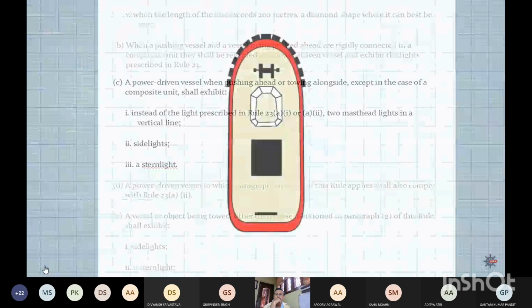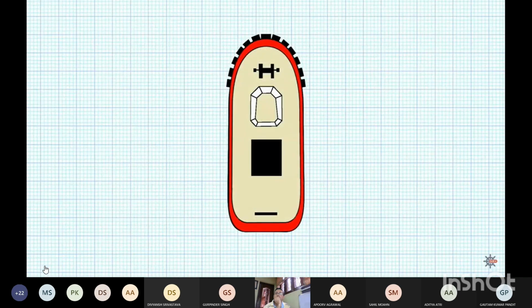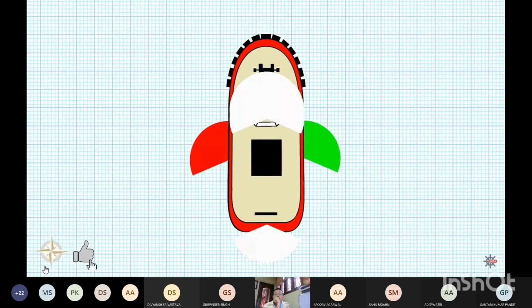So these ones don't show a towing light. If we go back to our tug diagram, we can see if they're going to be pushing ahead or towing alongside, they're just going to have those two masthead lights, side lights and a stern light. So they do look quite different to the tug that was towing a normal tow behind them.